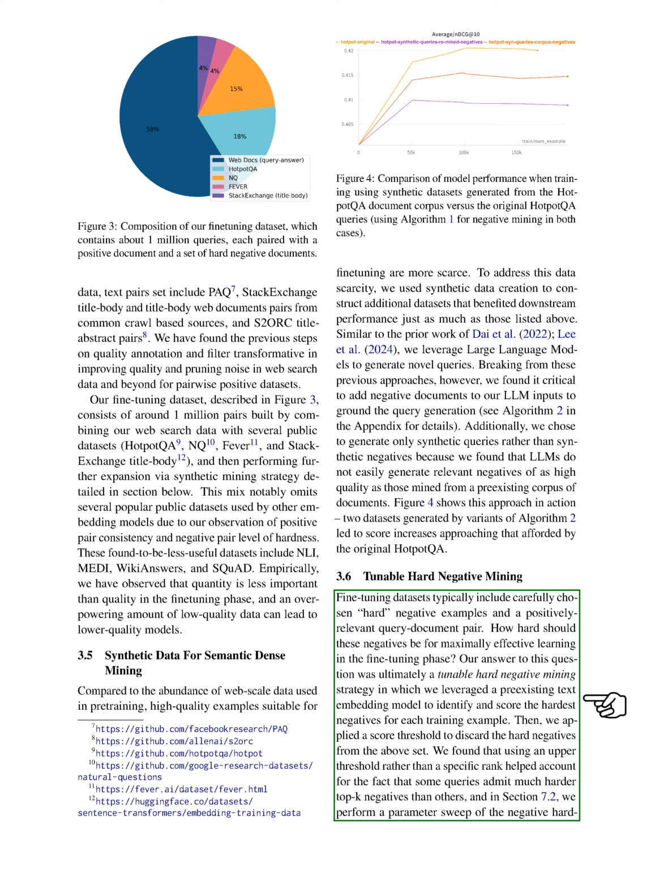When it comes to fine-tuning, we considered the importance of including hard negative examples in the training datasets. We developed a tunable hard negative mining strategy where we used a text embedding model to identify and score the most challenging negatives for each training example. By setting a score threshold, we could filter out these hard negatives.